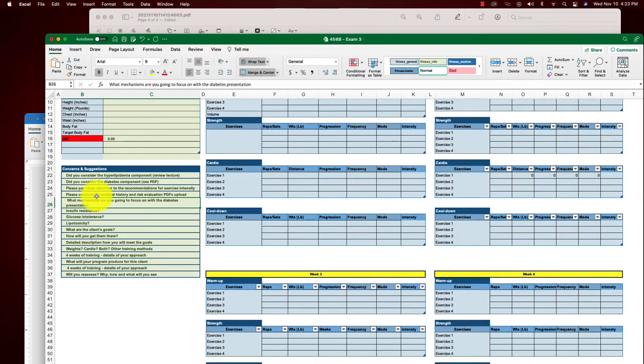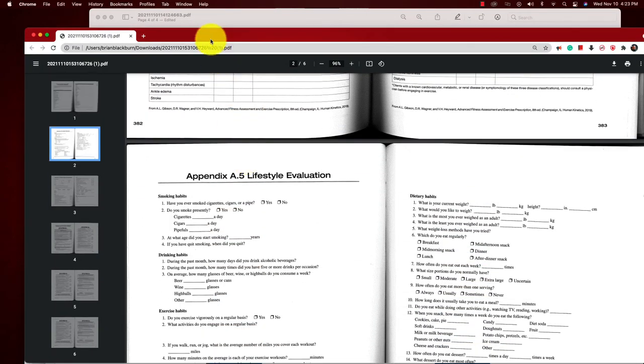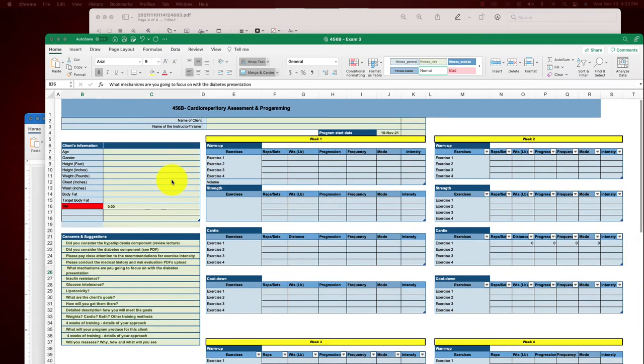So please conduct the medical history and at-risk evaluation, right? And that's kind of what I gave you here, right? So please make sure you conduct that. And please make sure you're considering what you found when you are about to prescribe exercise.